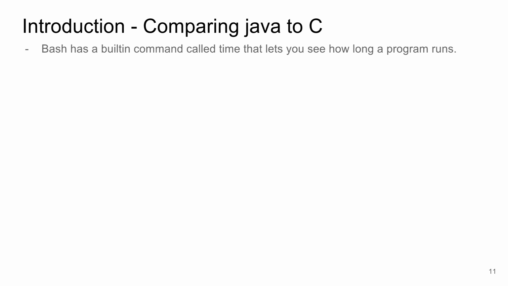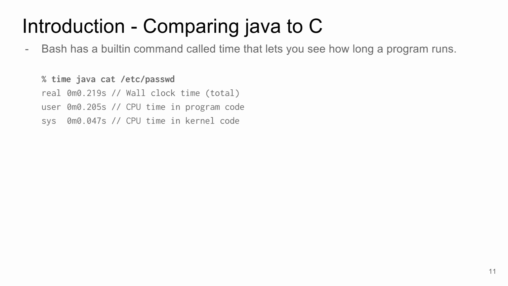So Bash has a built-in command called time that lets you see how long a program runs. We can just run it right here and see the kind of output it gives us. It tells us the total time that we would have seen the program run for, the time it spent in program code, and the time it spent in kernel code.